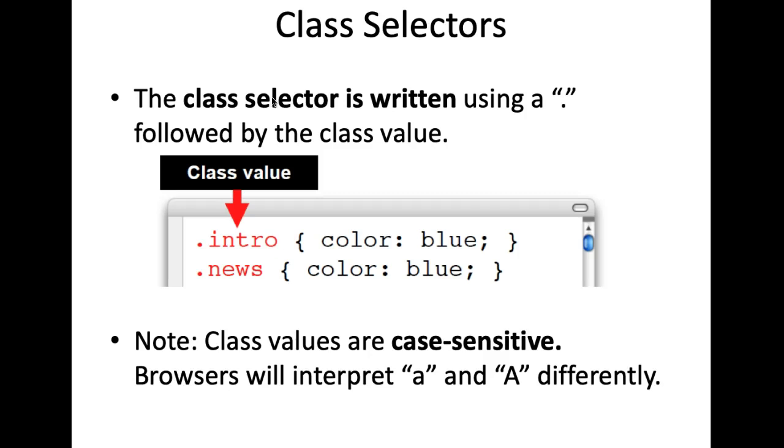Now class selectors, again, can be groups, they can be repetitious, but we access them through a dot. So instead of the hashtag that we saw in the last slide, which accesses IDs, the dot accesses classes.